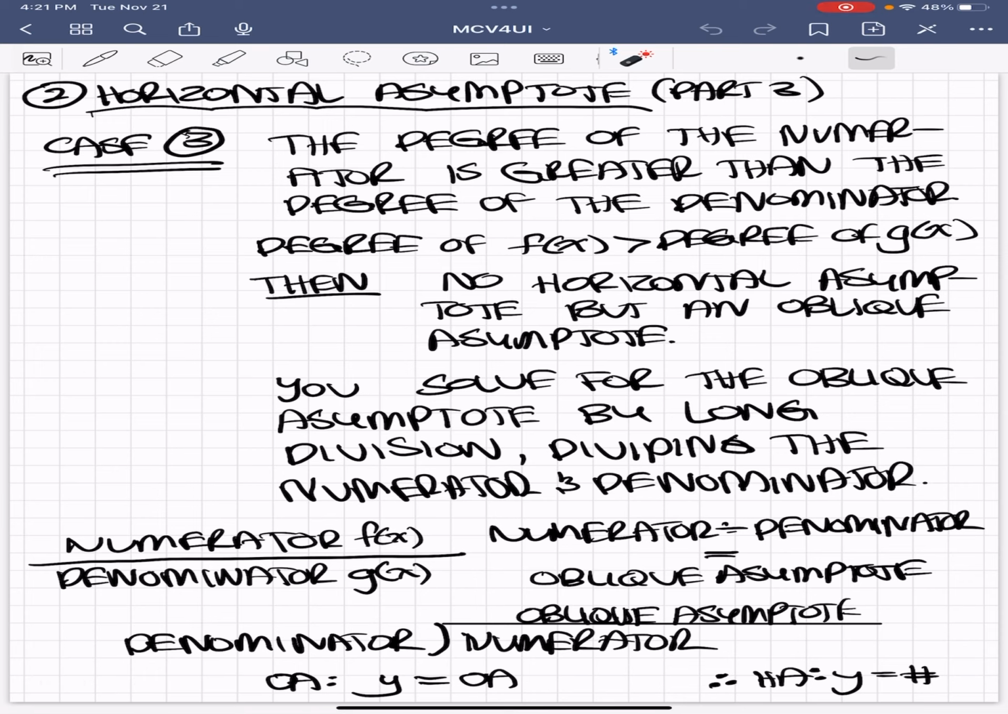Okay, the horizontal asymptote, case 3. The degree of the numerator is greater than the degree of the denominator. The degree of f of x is greater than the degree of g of x. Then no horizontal asymptote, but an oblique asymptote. You solve for the oblique asymptote by long division, dividing the numerator by the denominator. So here's the numerator and the denominator. You divide the numerator by the denominator and you get an oblique asymptote.